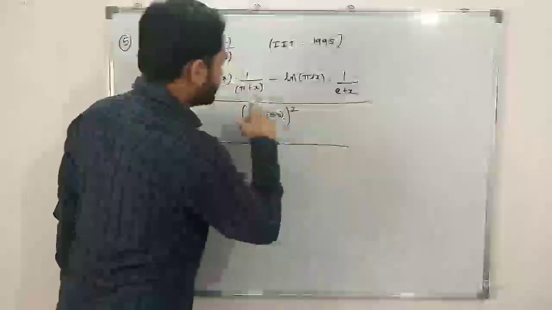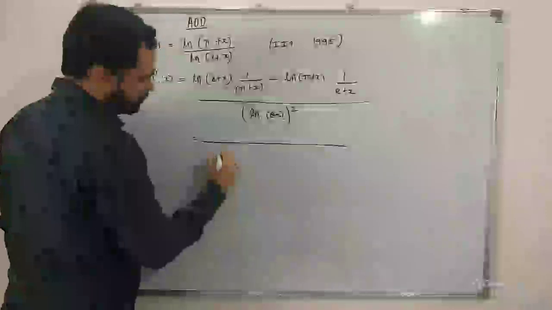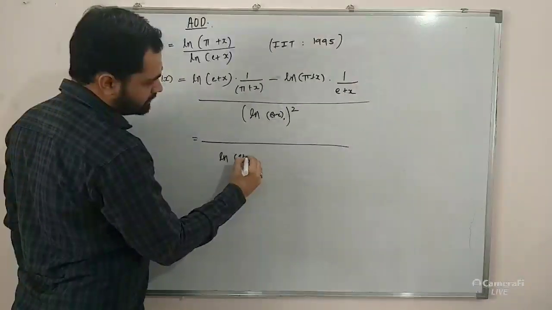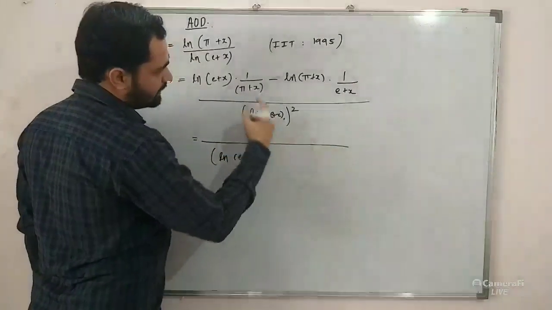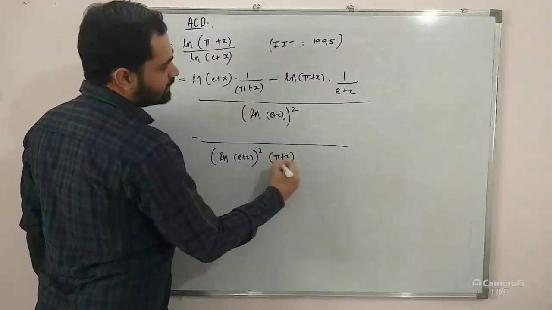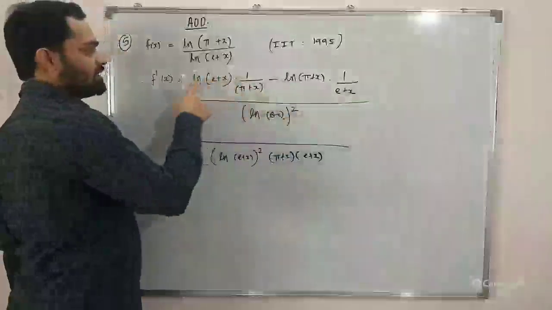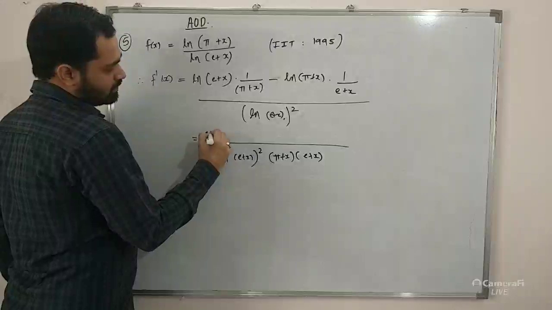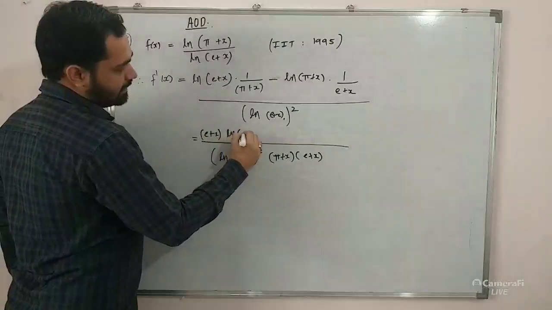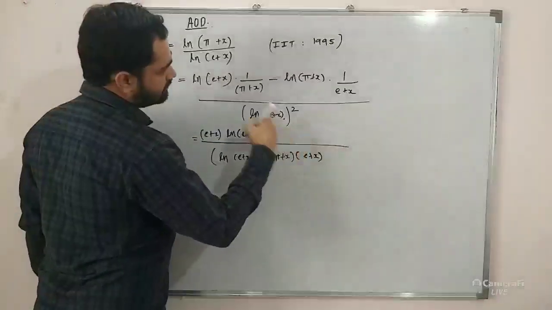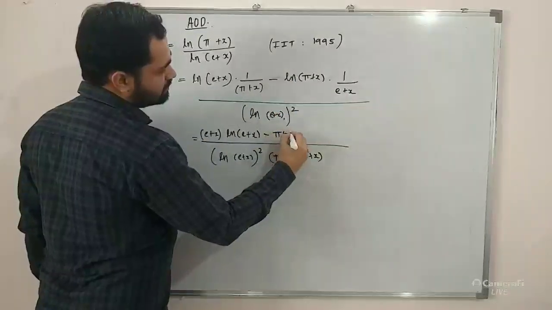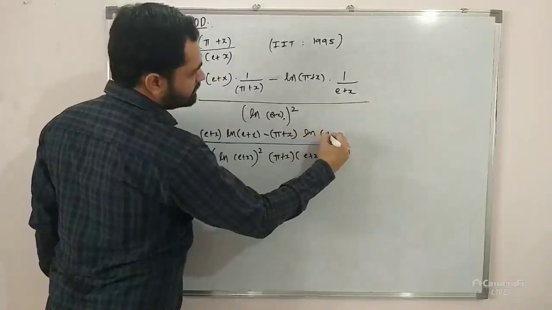Now taking the LCM from the denominator, (ln(e + x)) whole square, and the LCM is (pi + x)(e + x). So e plus x is multiplied with this term: (e + x) ln(e + x) minus (pi + x) ln(pi + x), right?